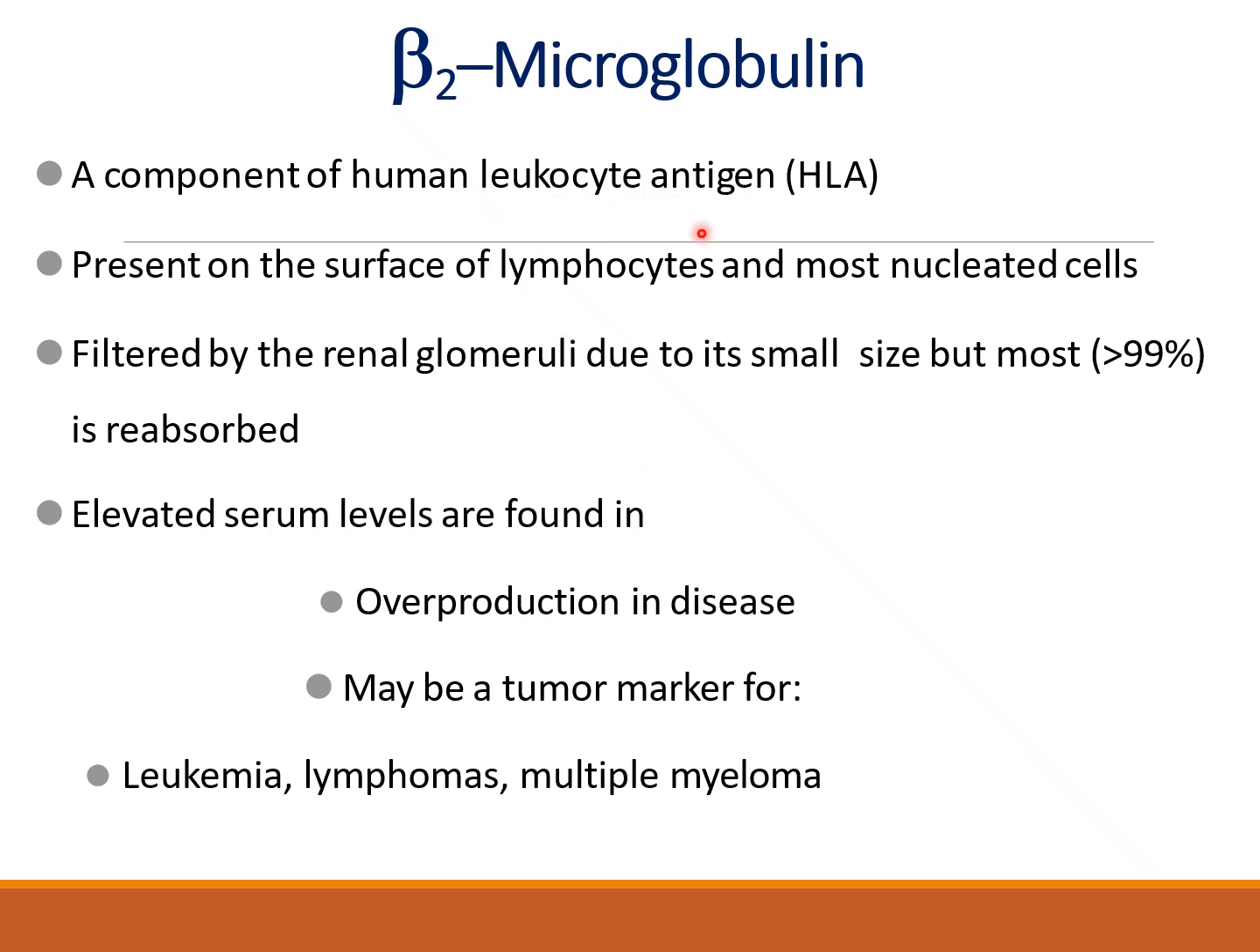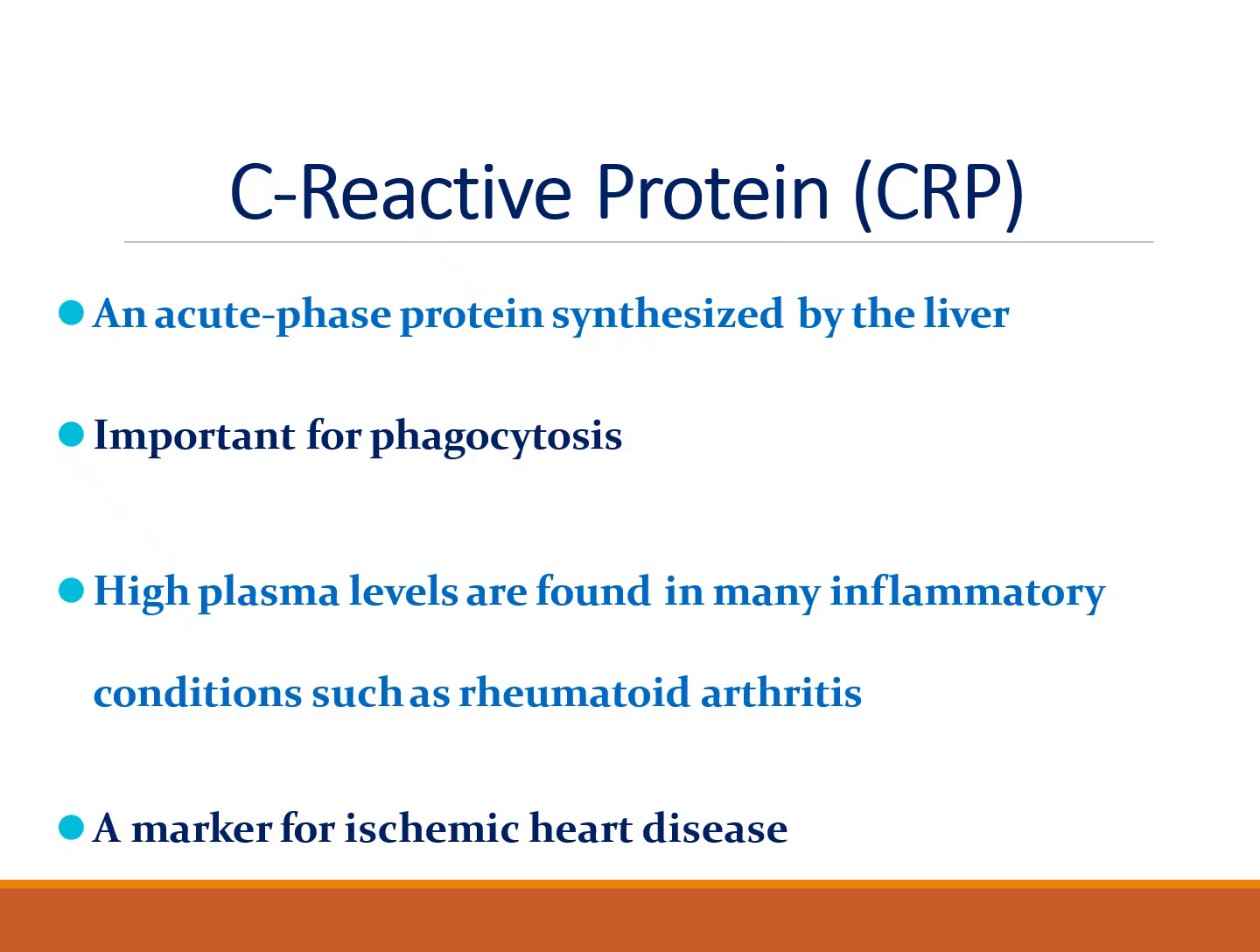Next, beta-2 microglobulin. It is a human leukocyte antigen present on the surface of lymphocytes and most nucleated cells, filtered by glomeruli. Elevated serum levels are found in overproduction disease and it may be a tumor marker for leukemia, lymphomas, multiple myeloma. And this is a very important inflammatory marker. They'll be asking a 2-mark question.